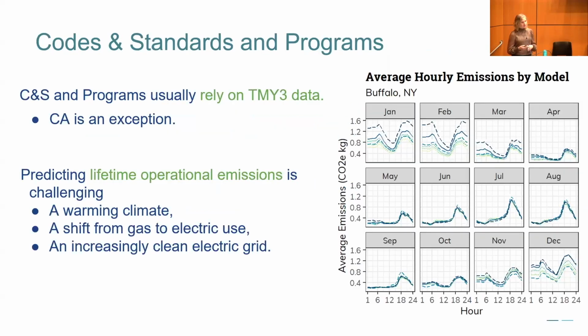For codes and standards, most places in the country rely on TMY3 data. California is one exception. They use TMY-X data for their recent version, and in the next version, they're likely to use future weather files. But most codes and standards are using data that's looking several decades in the past. And codes and standards are optimizing for energy, but also looking at emissions. If you're trying to calculate the lifetime operational emissions, it's really difficult today because you've got a warming climate, you're shifting from gas to electric, and the electric grid is changing, all at the same time.